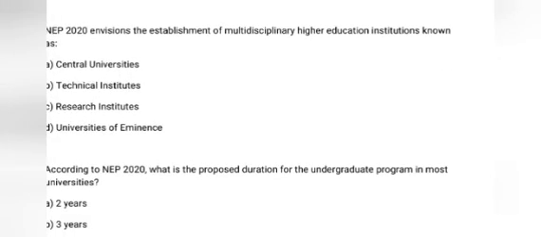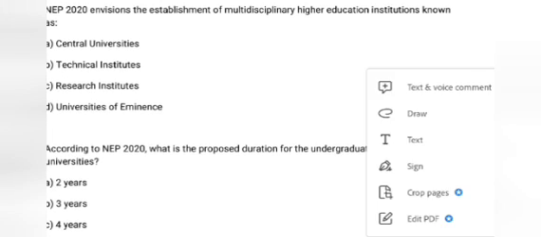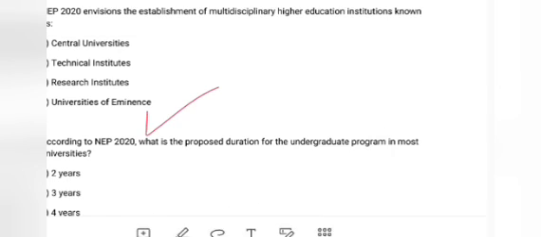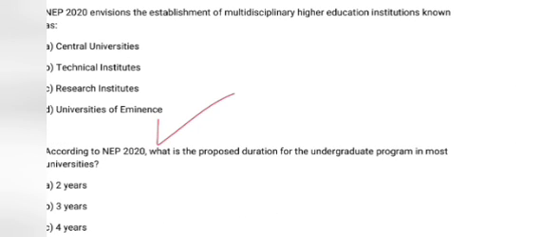Similarly, NEP 2020 envisions the establishment of multidisciplinary higher education institutions known as what? Central universities, technical institutes, research institutes, universities of eminence. Number D will be correct. Universities of eminence. I have done my best to give you the correct option, though it is prepared by me, but still there will be some error unknowingly. Please try to rectify it.